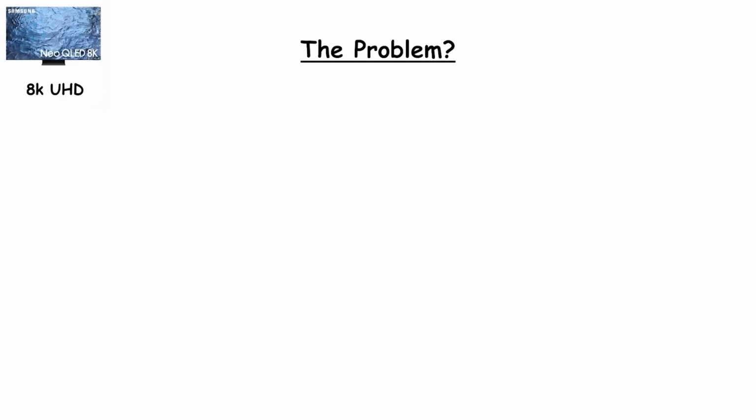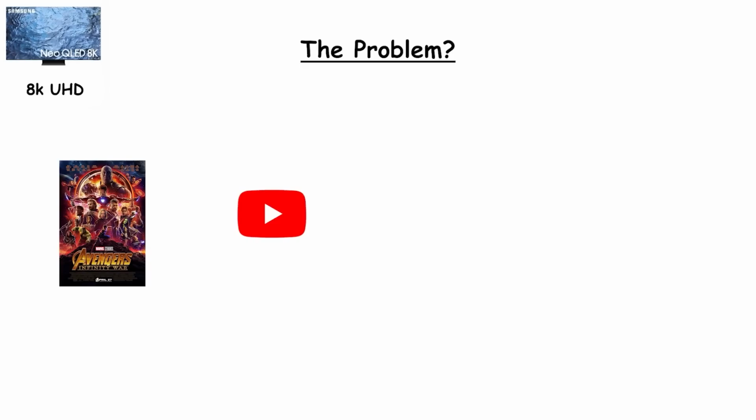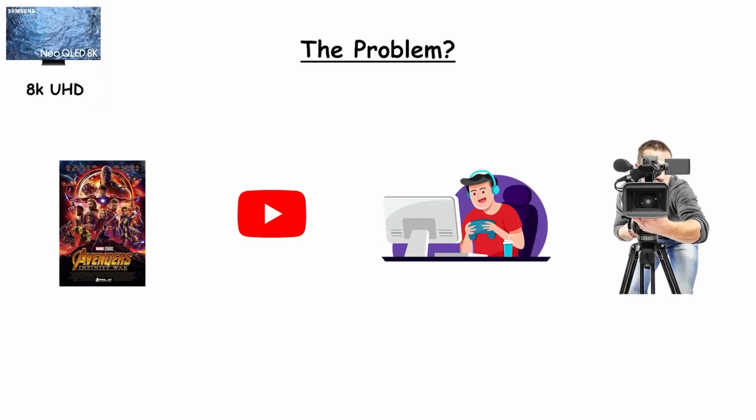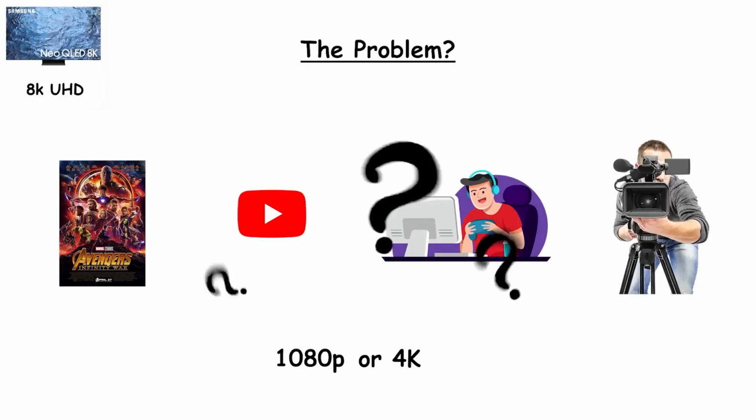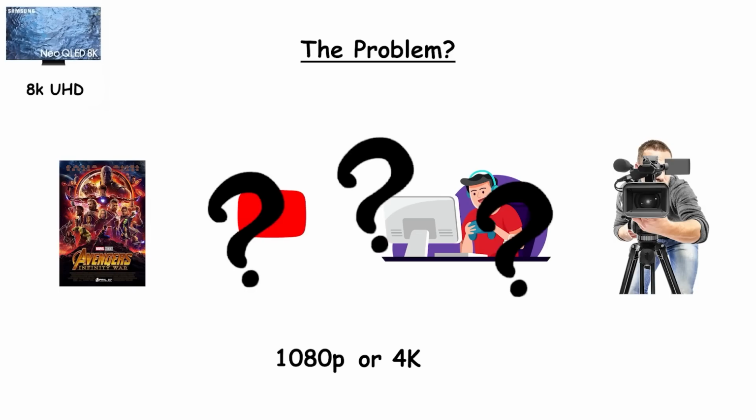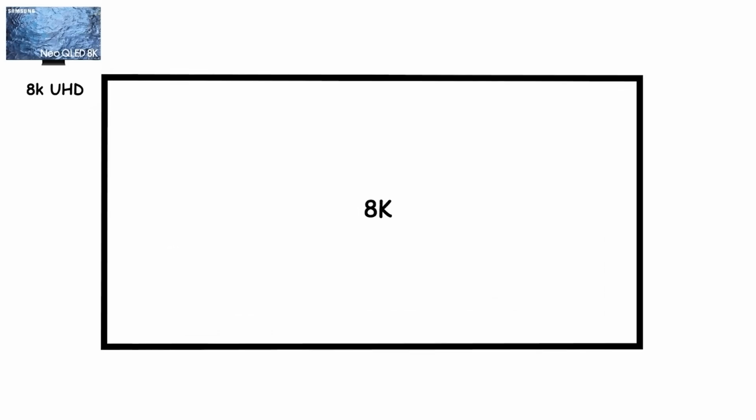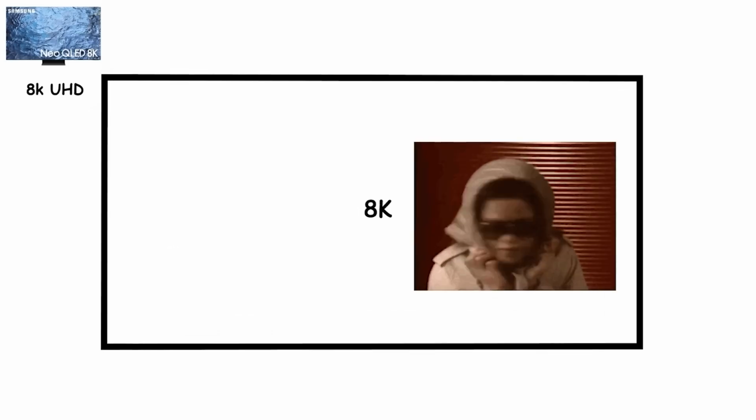The problem? Almost no native 8K content exists. Most movies, YouTube videos, games, and streams are still 1080p or 4K. So what does an 8K screen do most of the time? Upscale. Basically, it stretches lower resolution content and politely pretends it's 8K.